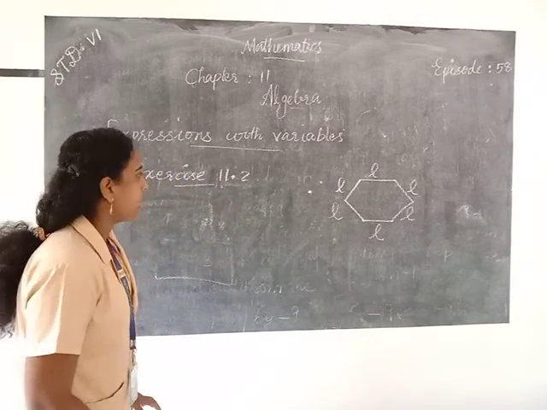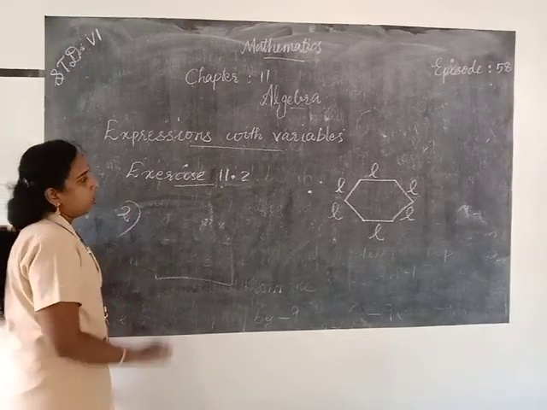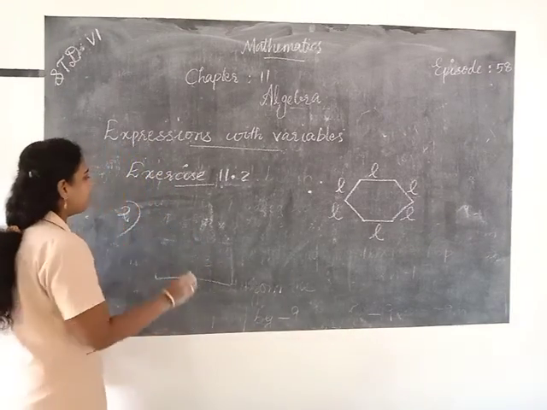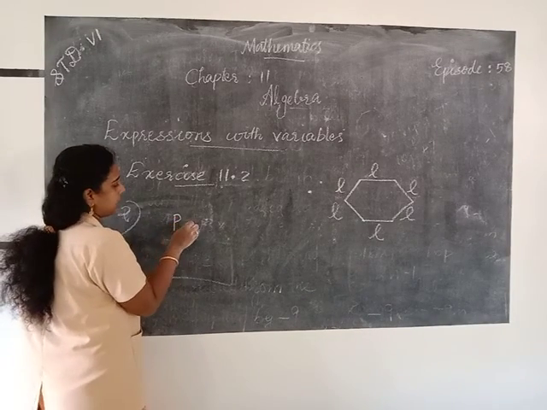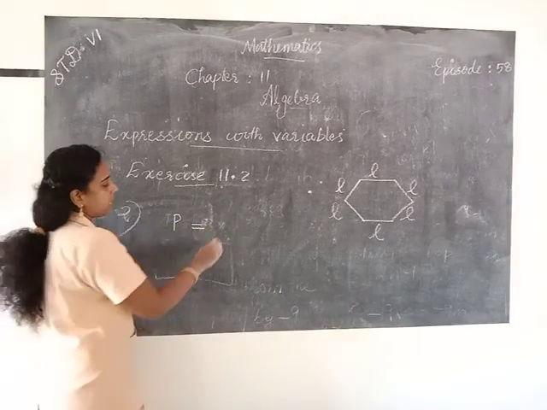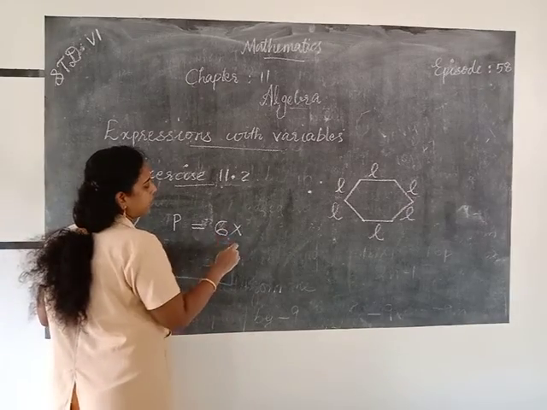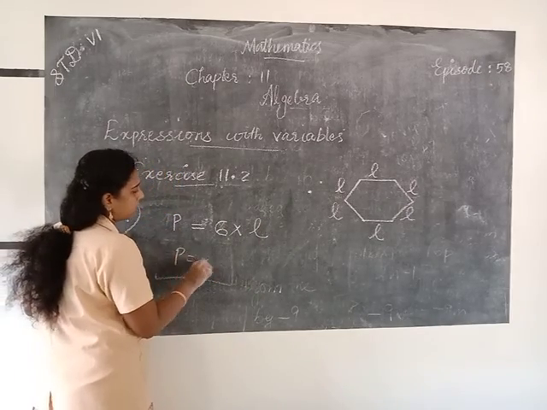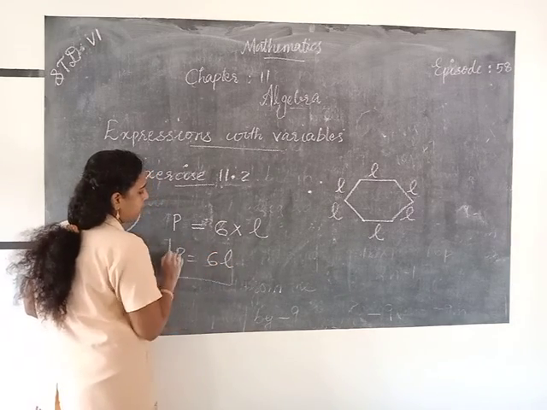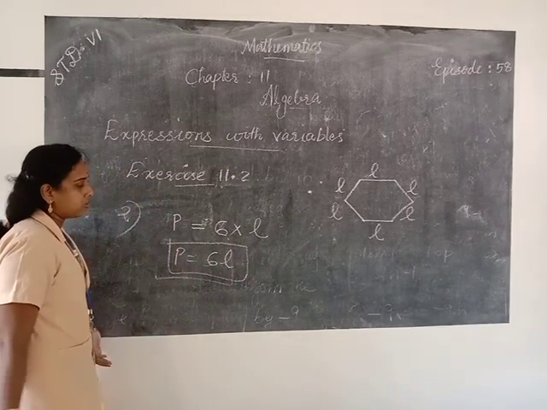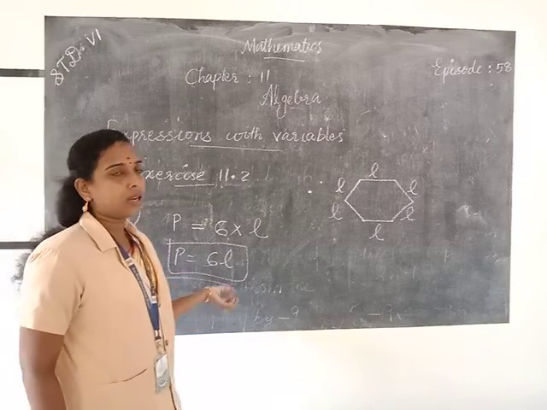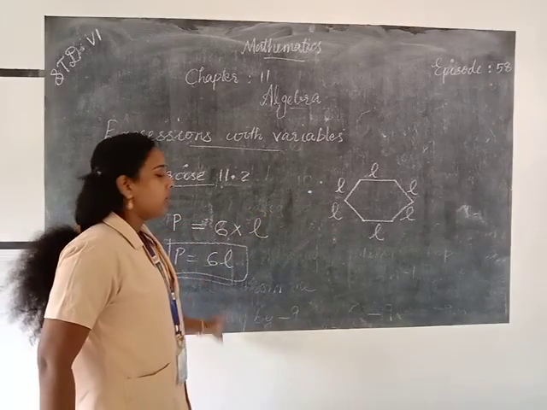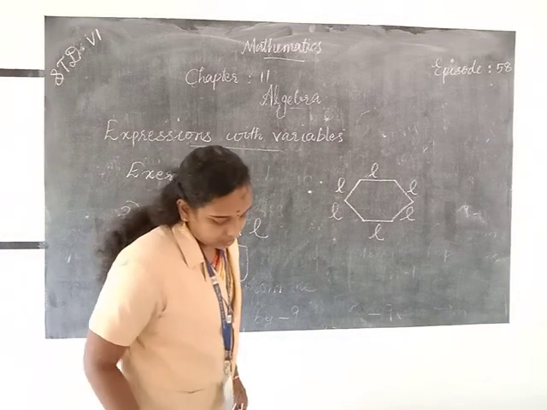Then we want to write the expression to show the perimeter of the regular hexagon using variables. The perimeter of the regular hexagon, that is P, is equal to the number of sides, that is 6, into the length of each side, that is L. So P is equal to 6 into L, 6L. So it is the equation that we use to express the perimeter of a regular hexagon using a variable.